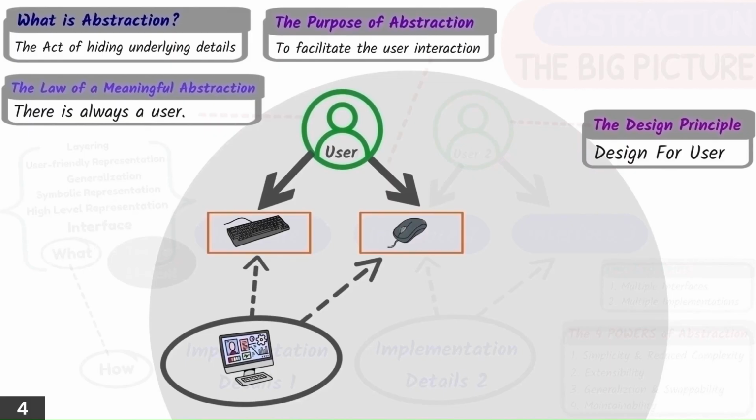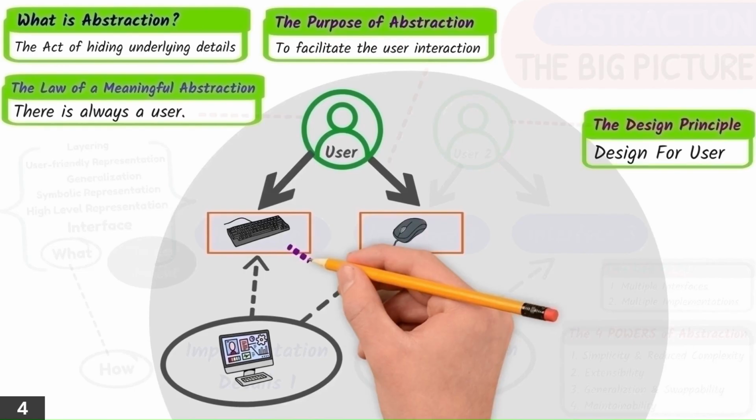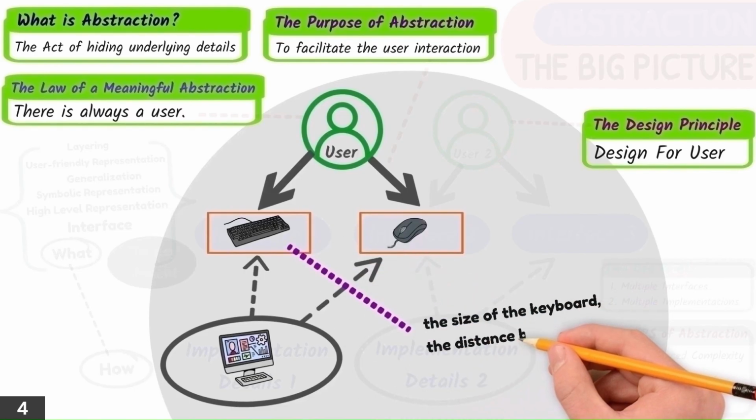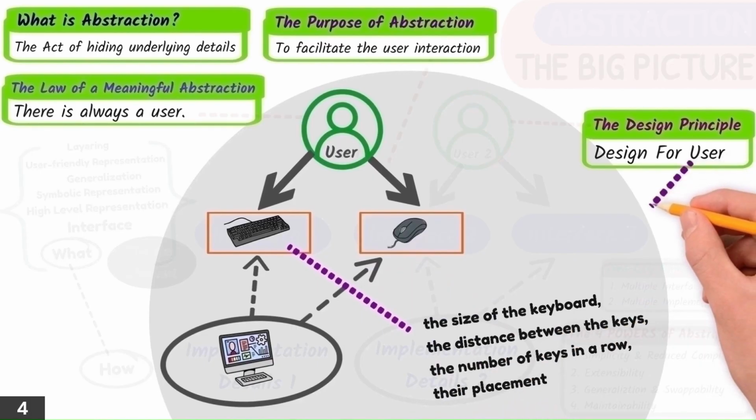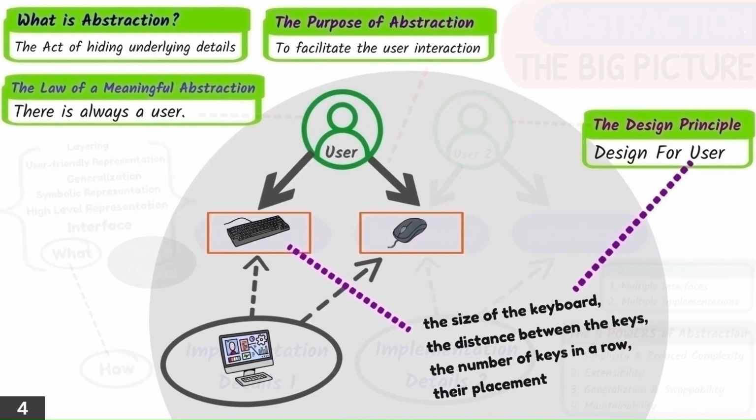Here, of course, the keyboard and the mouse are hiding a lot of internal details. We just type the keys. How they actually end up written on the screen is all abstracted away. And of course, it's made for a user who wants to use a computer. It's definitely facilitating their interaction, and it's clearly designed with that user in mind. If you analyze the size of the keyboard, the distance between the keys, the number of keys in a row, their placement, you will realize it's all very carefully designed for human hands. Same for mouse.